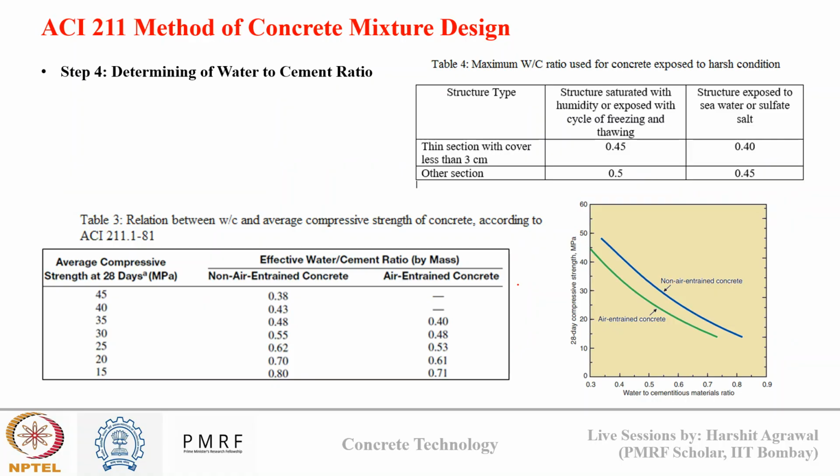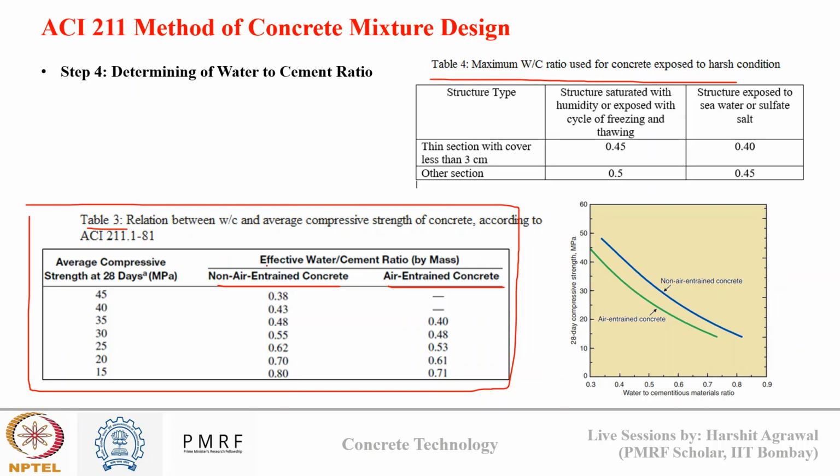Now, in step 4, for determining the W by C ratio, there are two tables given in the ACI code. Table 3 shows the relationship between average compressive strength and W by C ratio for both non-entrained concrete and air entrained concrete. So, this is my conventional concrete, non-air entrained. And table 4 shows the limit on maximum W by C ratio to be used for concrete exposed to harsh conditions. So the similar values in this table are also applicable in this figure.